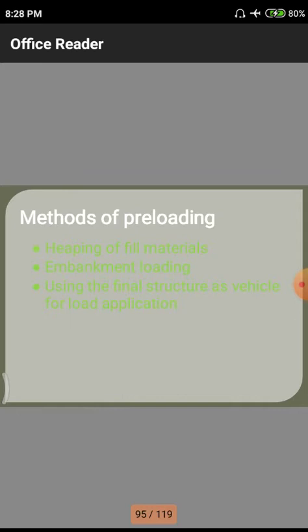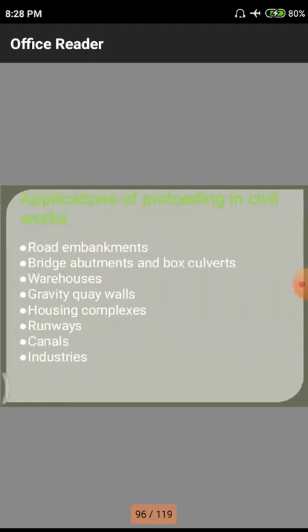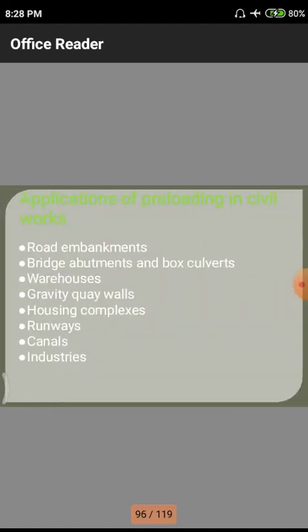Next is the methods of preloading. First one is the heaping of the fill material. That means the top layer we need to heap. After that we need to use embankment loading and other things. And what are the applications of preloading? That means where we need to implement these preloading techniques.